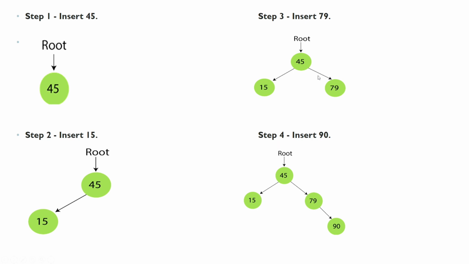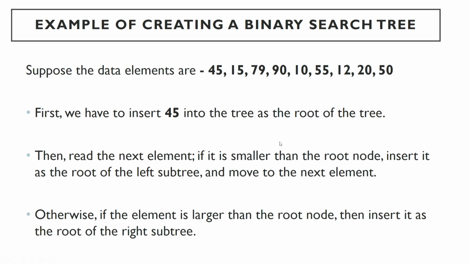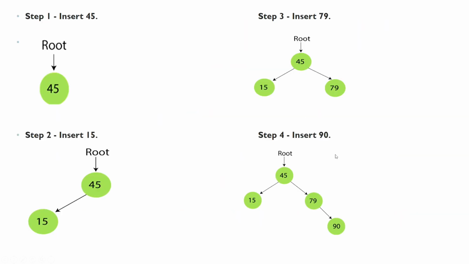Because we have already seen that 79 is much greater than 45. Okay, now coming to step 4, insert 90. So 90 will be placed on the right side because 90 is greater than 45 and 79. So it will be inserted as the right subtree of 79.